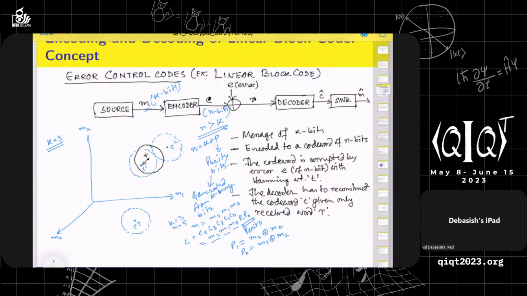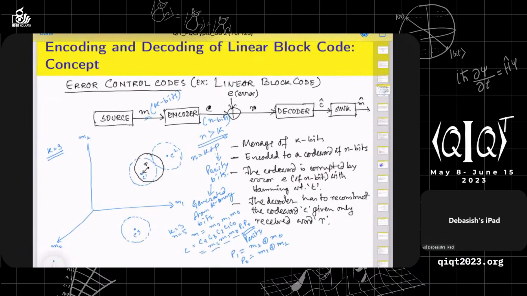So the task of this scheme is that I will get a message of k bits. It will be encoded in a code word C with n bits. Then once I transmit this over the channel, there is an error in the channel. So the error will corrupt my code word. That means what I have sent will not be received at the receiver, right? The decoder will receive some vector R, which is corrupted by the error. Now the task of the decoder is to reconstruct the code word C from the received word R. So this is the ultimate task.